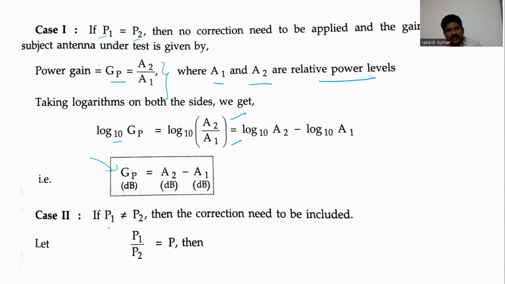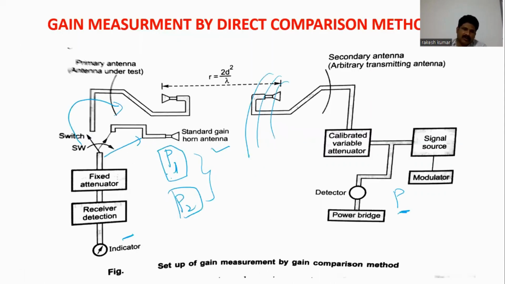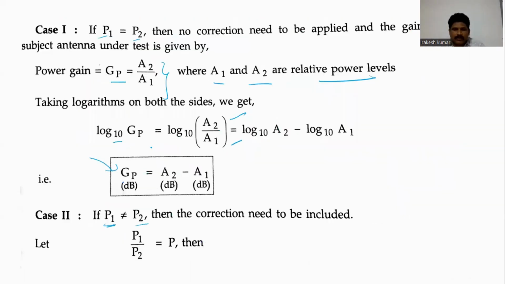Okay. Now, if P1 is not equal to P2, means the amount of power received by the standard horn antenna is not same as the amount of power received by antenna under test. Means you are transmitting the same signal here, but you have received X for this and you have received Y for this. This indicates that there is some deviation. So correction is to be done. If P1 is not equal to P2, then correction is needed.